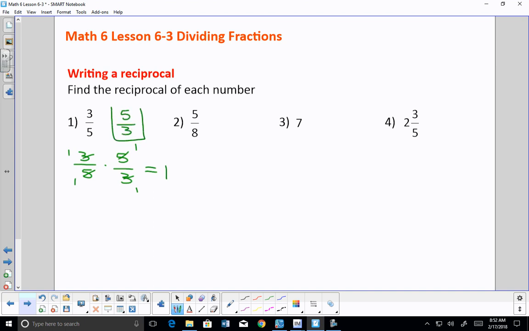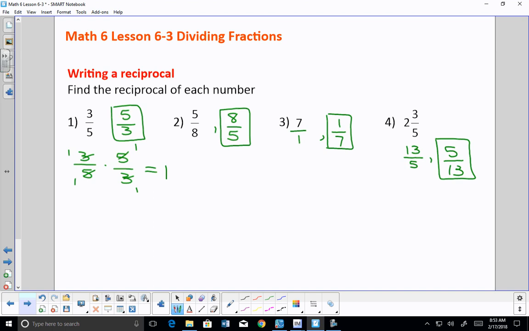The reciprocal of 5/8, flip your fraction upside down, is 8/5. The reciprocal of 7, remember 7 is the same thing as 7/1, so the reciprocal of 7 is 1/7. And the reciprocal of 2 3/5 is not 2 5/3. Don't do that. Change 2 3/5 to an improper fraction first. 5 times 2 is 10, 10 plus 3 is 13, so that's 13/5. Its reciprocal would be 5/13.